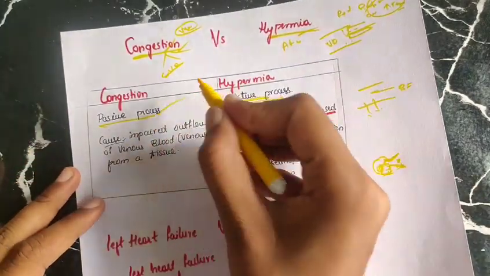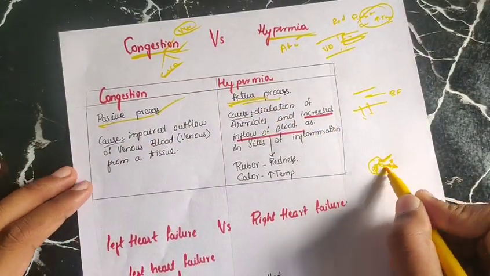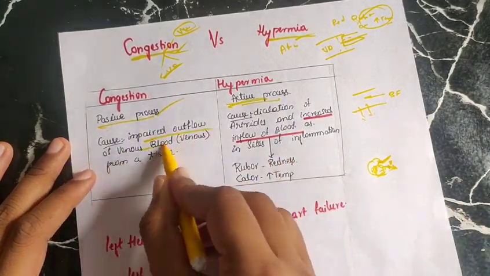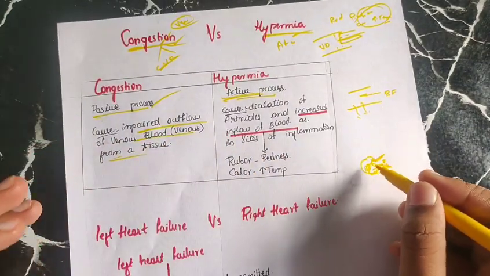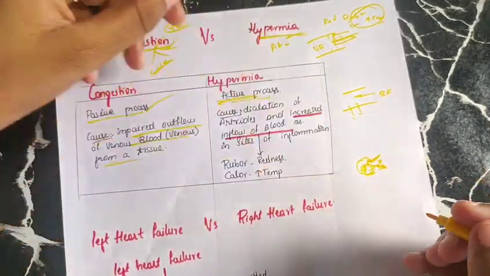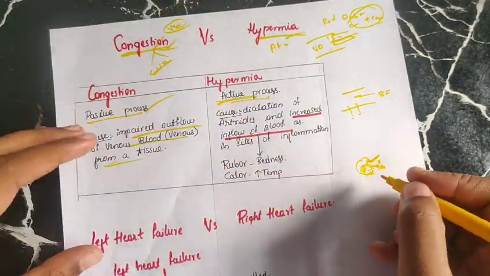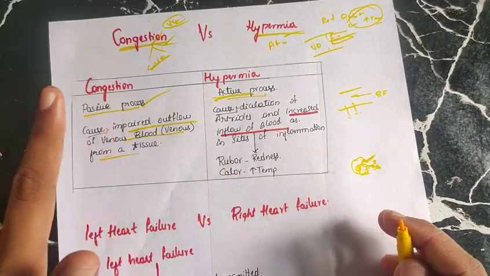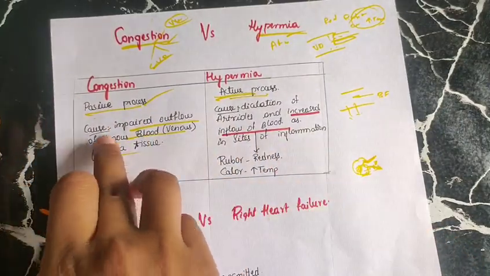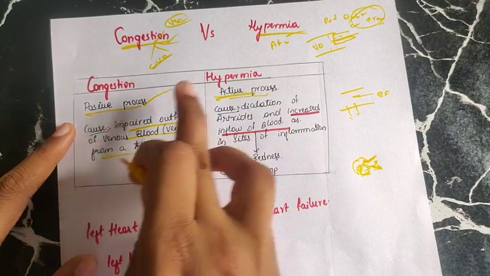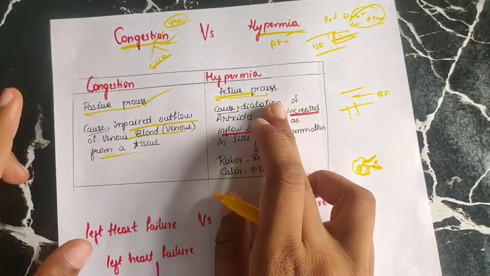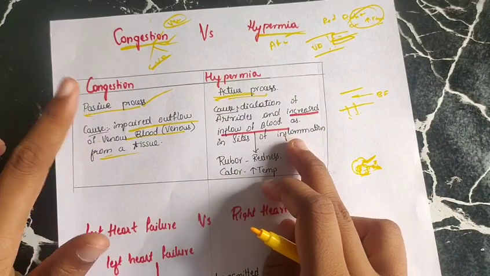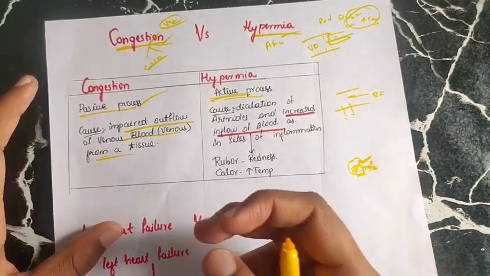It is a passive process because there is congestion in the vein, and the cause is impaired outflow of venous blood from the tissue. The kidney is a tissue, and there is impairment in the drainage of the venous blood. I think you understood the difference: congestion is a passive process and hyperemia is an active process. Congestion occurs in the vein, whereas hyperemia occurs in the artery. Congestion is due to impaired drainage of venous blood from the tissue.